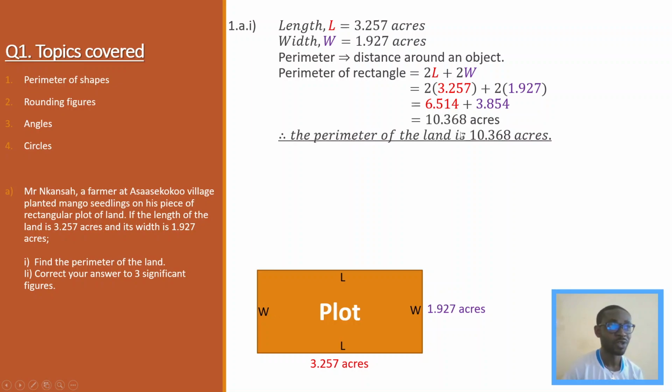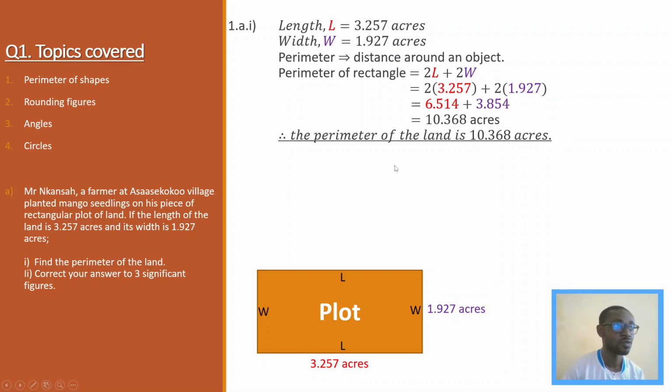And you know me, whenever you are done, make your work presentable. They asked you a question. They said, if the length of the land is 3.257 acres and its width is 1.927, find the perimeter. So once I'm done with the solution, I just write, therefore, the perimeter of the land is 10.368 acres. Remember, we are solving the question to make it presentable. So when you have your solution like this, the work is very presentable. When the examiner sees it, you will be given all your marks.